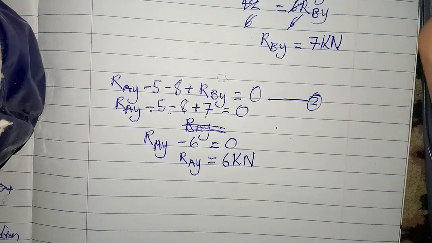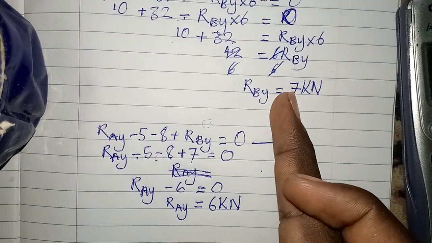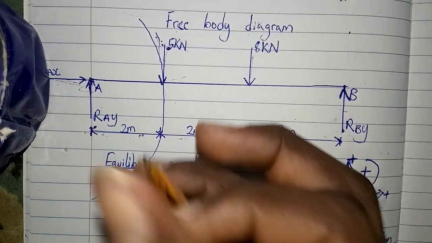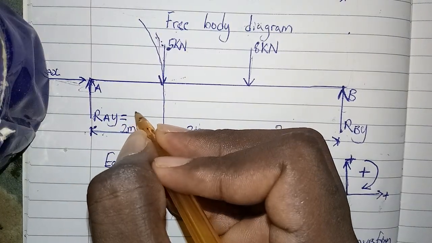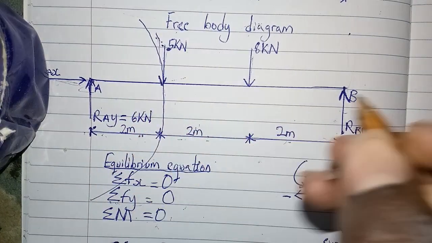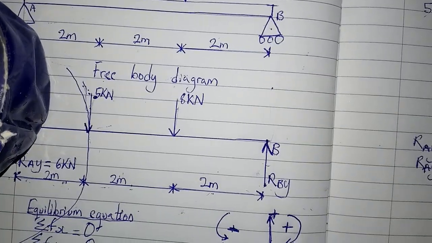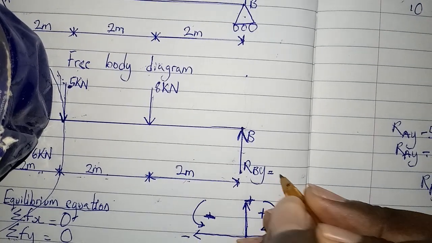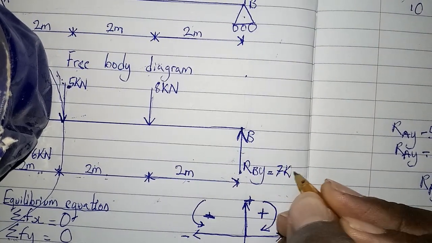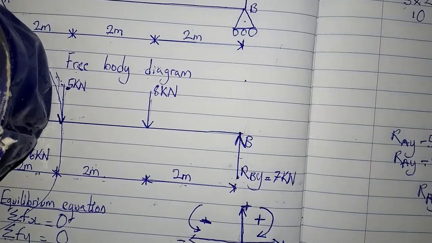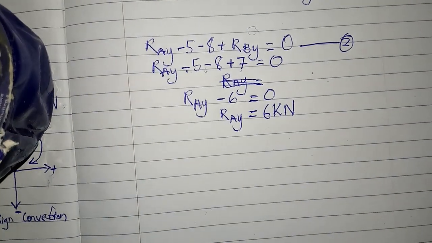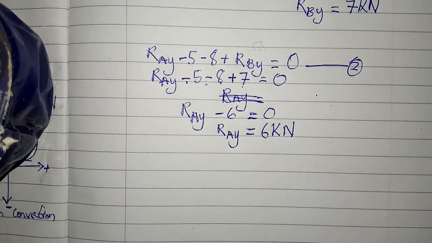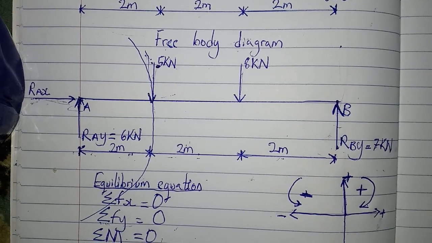So that is it. We know our reaction A and reaction B. Reaction A is equal to 6 kilonewtons and reaction B is equal to 7 kilonewtons. Now we can check to confirm if our answer is correct or wrong.